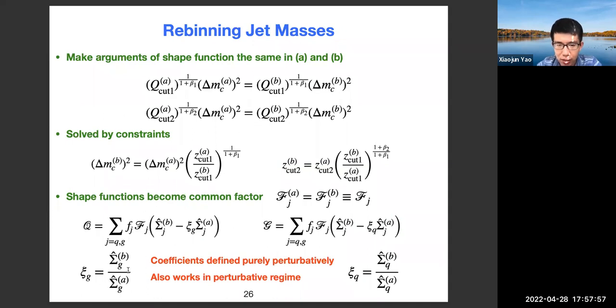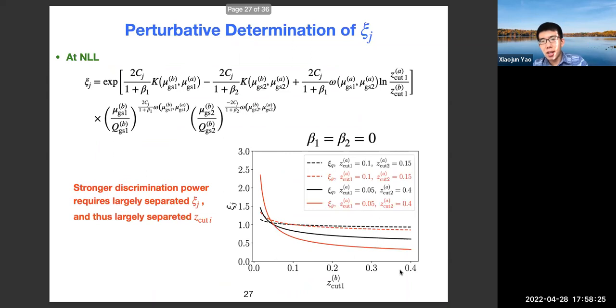Like the CG is defined by the cumulative distribution of the G in the B set divided by that in the A set. And similarly for the quark linear combination coefficient. And these linear combination coefficients can be defined purely perturbatively because we factorize out the non-perturbative contributions here. And this construction is kind of initiated in the non-perturbative region, but it also works in the perturbative regions. Like this formula is the same in the perturbative region.